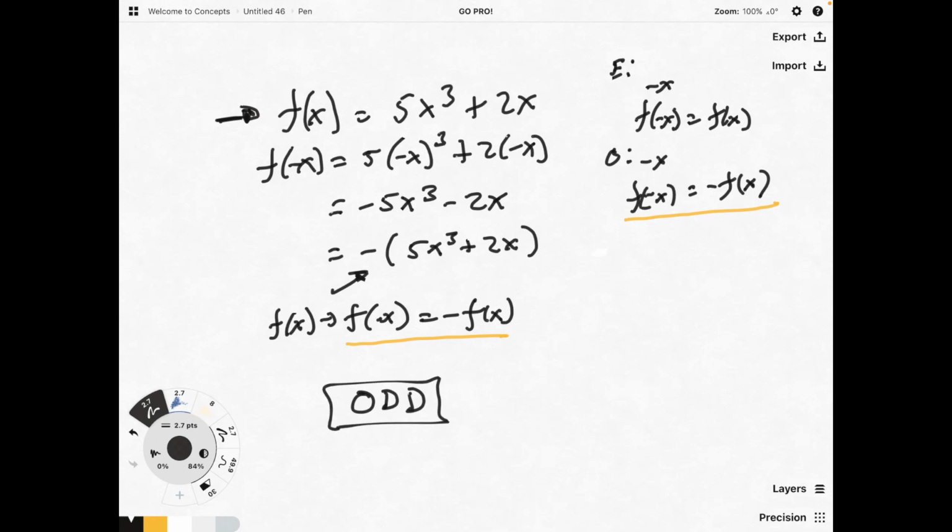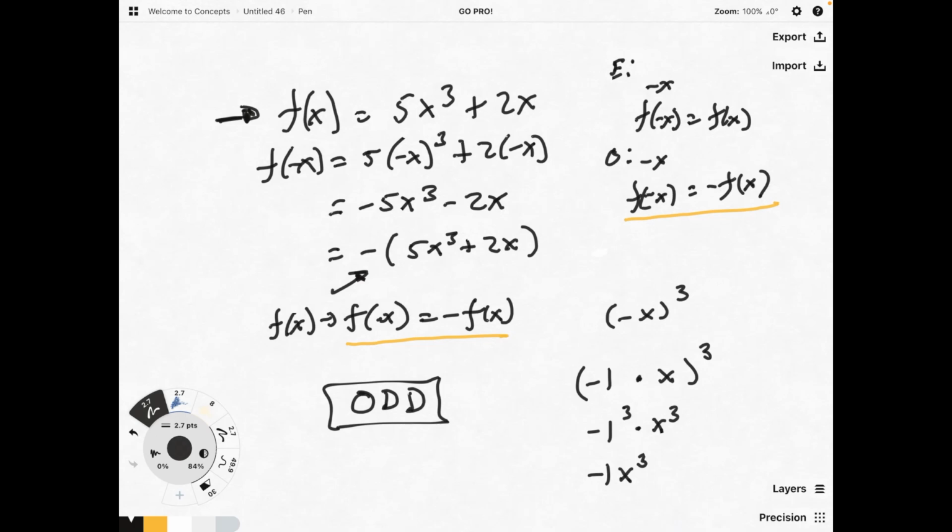The tricky part about this one is just that negative x cubed, and you just have to remember that this is really a negative 1 multiplied by x, and then this is cubed. When you distribute this power of 3 in, you get a negative 1 cubed multiplied by x cubed, and this is really equal to negative 1 times negative 1 times negative 1, which is negative 1, multiplied by x cubed. And then we multiply that by 5, and that's how we're able to get that negative 5x cubed in that first part. So just be careful for that.